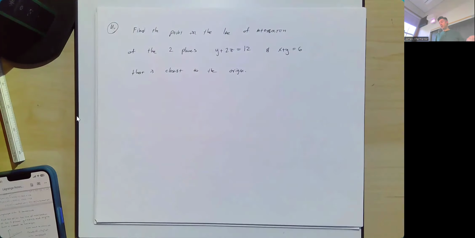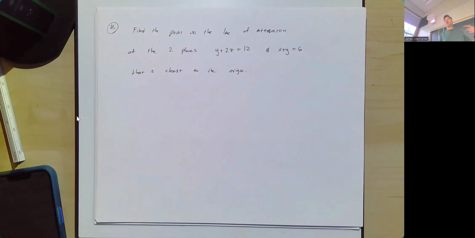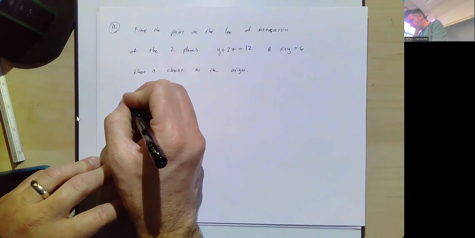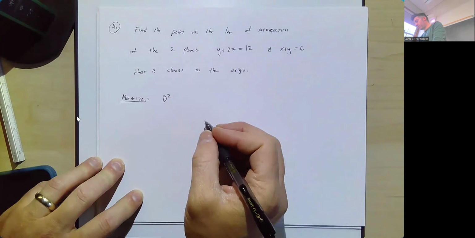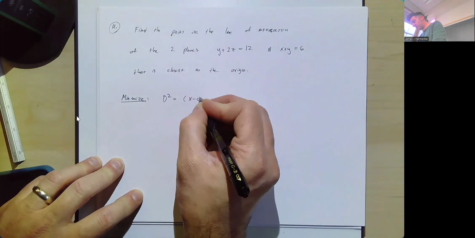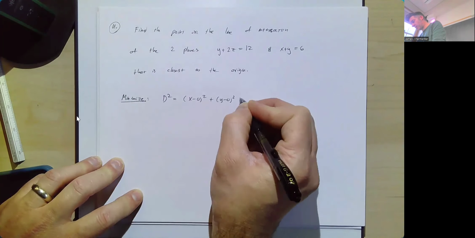So basically what you're saying is this point is going to be on the line of intersection. In other words, we're constrained by the fact that this point has to be on the first plane and on the second plane. So we have 2 constraints. And then we're trying to, again, minimize the distance from the point to the origin. But really, we're going to minimize the distance squared, which is equal to x minus 0 squared plus y minus 0 squared plus z minus 0 squared.